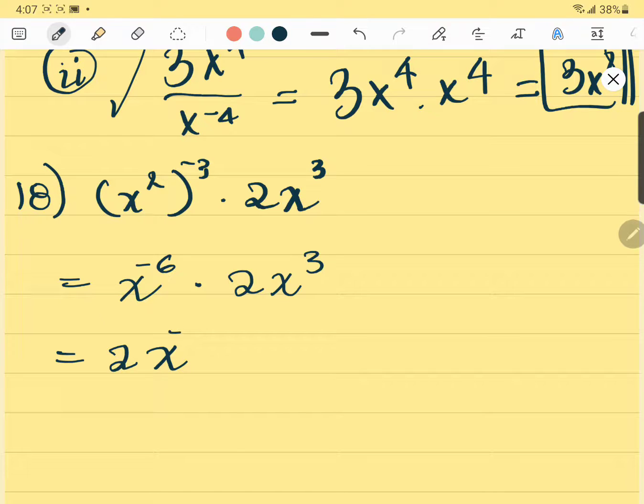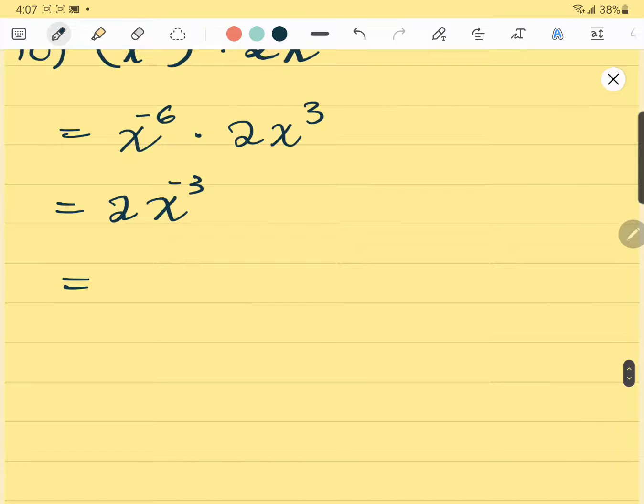Negative 3. And are we done with the problem? Or should we do something else? We make it positive. How do we do that? Exponent. We flip it. Top to the bottom. So we're gonna flip it. Okay. Let me ask you, is this okay? Is that the final answer? I flipped it.